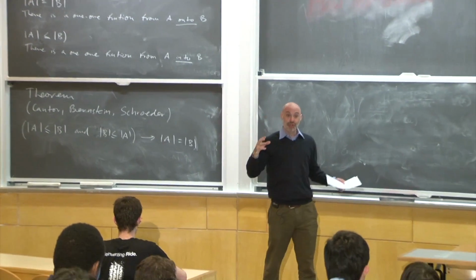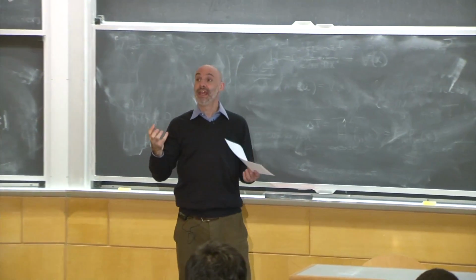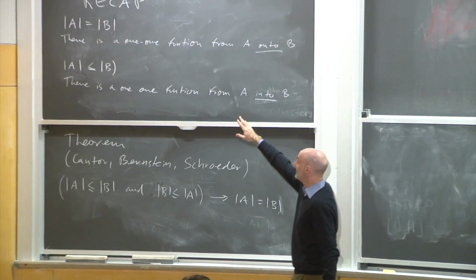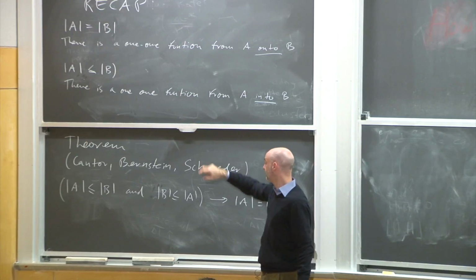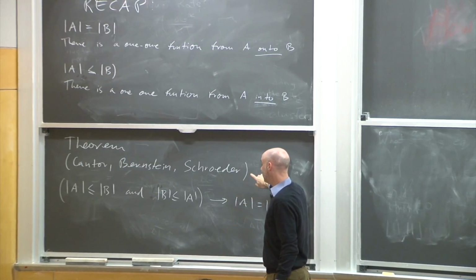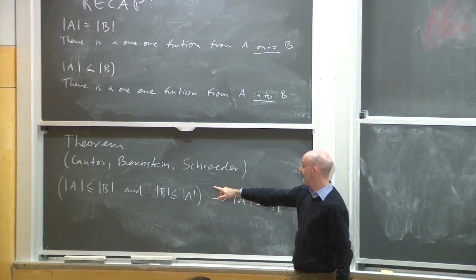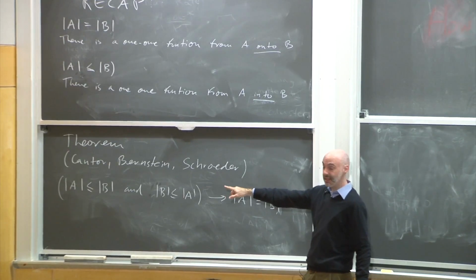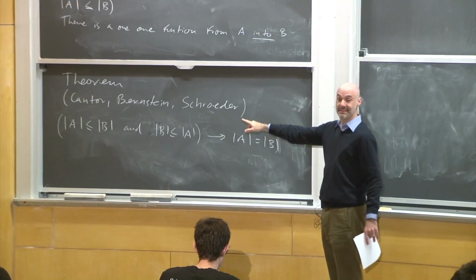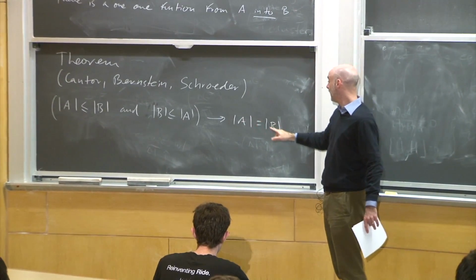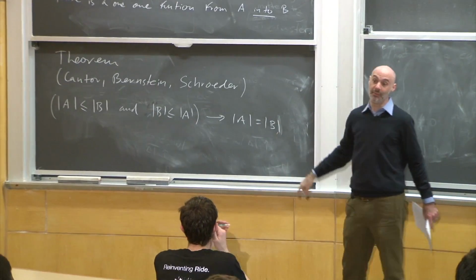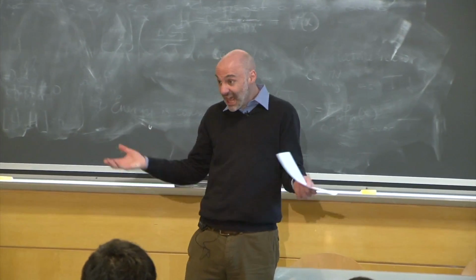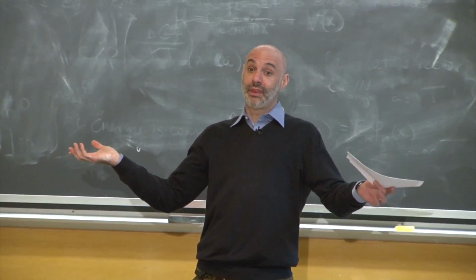And to assure us that this is good notation, that this really does work like an ordering of the right kind, we need this result: if the cardinality of A is less than or equal to the cardinality of B, and the cardinality of B is less than or equal to the cardinality of A, then A and B have the same cardinality. That result is actually not super hard to prove.